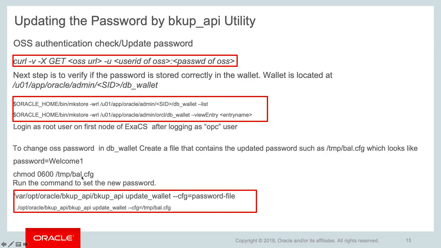I have given it the name bal.cfg, and then you run the command backup API update wallet with the configuration file which you have already created. So this password file is my new password configuration, and the example shows the same, like you are using backup API update wallet with the new configuration file. So if the password is changed in the object storage bucket, you are going to change it here also, but you'll have to use the update wallet command.